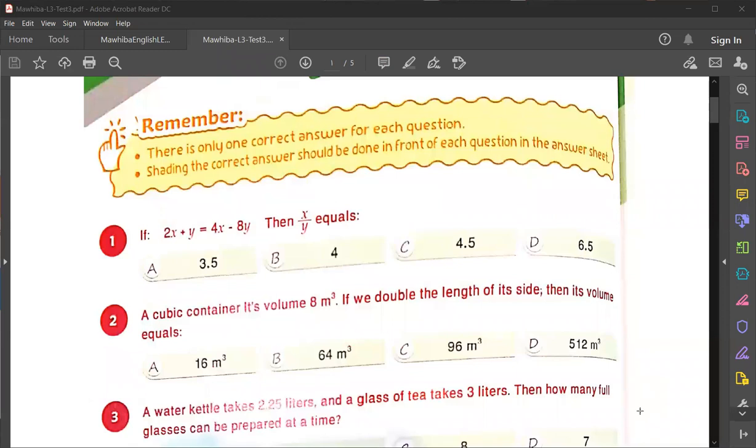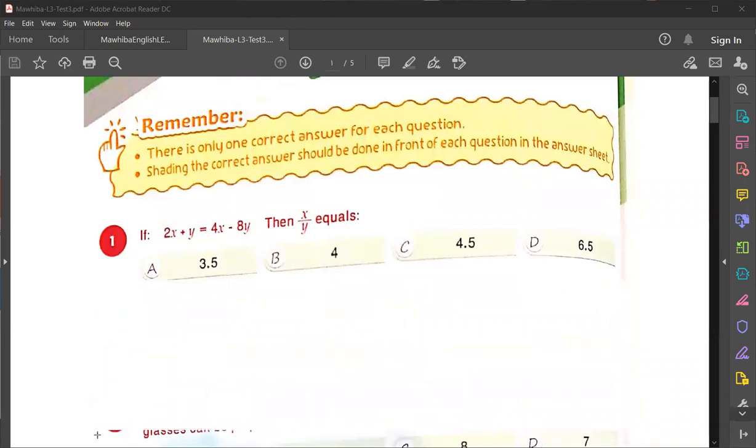If you see a problem like this, you must solve it. How? Look here: 2x plus y equals 4x minus 8y, then x over y equals what? How do I solve? Right here, the 2x and the 4x go to the other side.